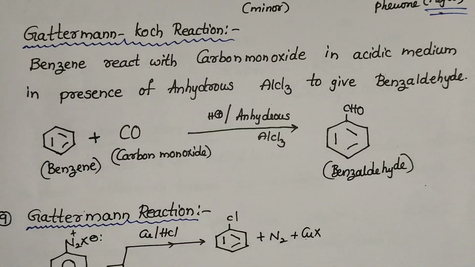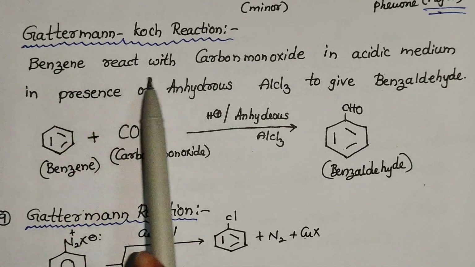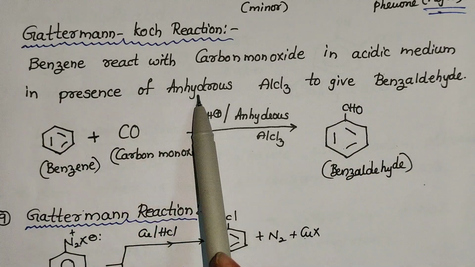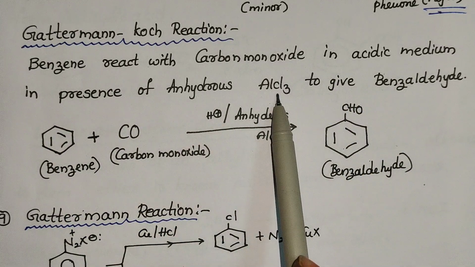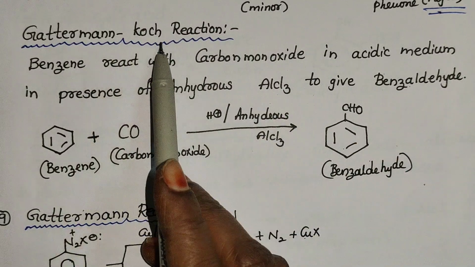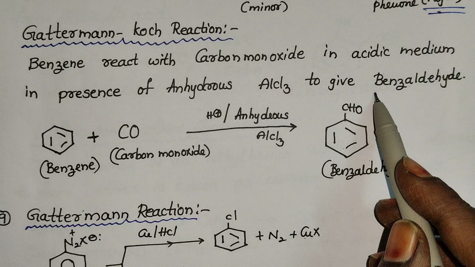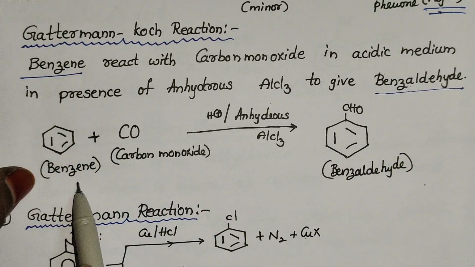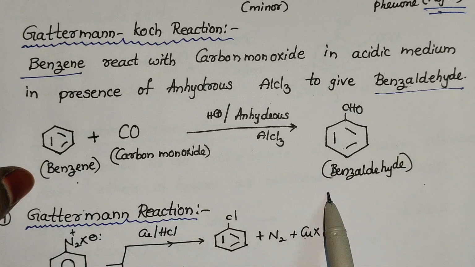Listen carefully. Gatterman-Koch reaction. Benzene, when reacted with carbon monoxide in acidic medium in the presence of anhydrous AlCl3, aluminum trichloride, gives benzaldehyde. The main product of the Gatterman-Koch reaction is benzaldehyde, from benzene. So simply, from benzene we prepare benzaldehyde.